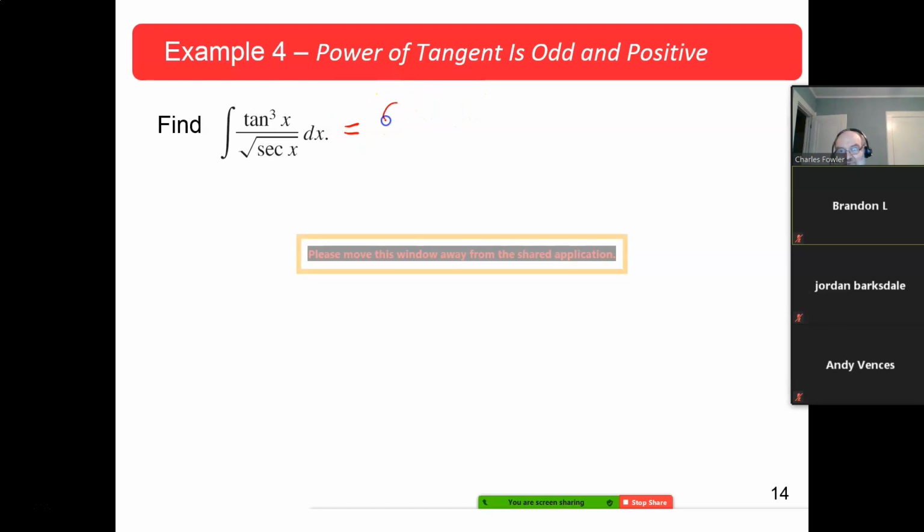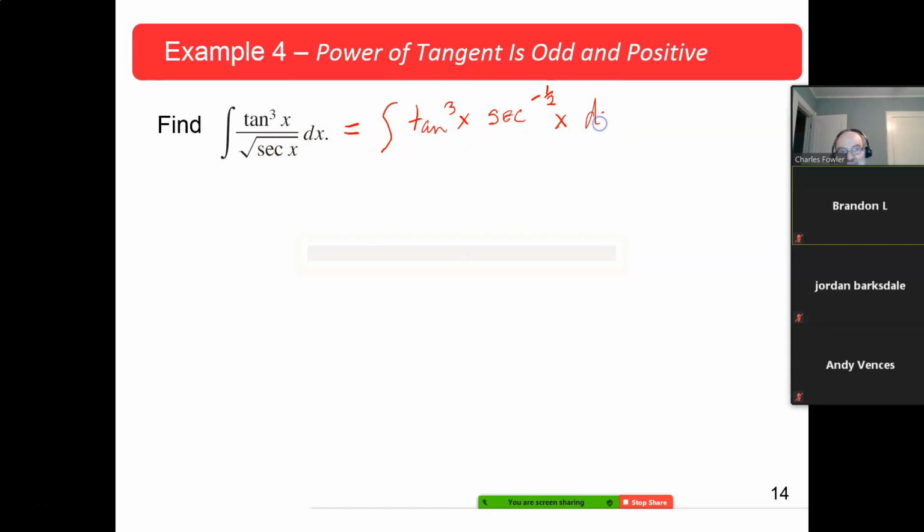Now, I'm going to change this to the integral of tangent cubed x times secant to the minus 1/2 x. The radical is to the 1/2, and the denominator is minus to the 1/2. And then your dx. Now, we sure don't want to mess around with that very much. But what are we going to do?